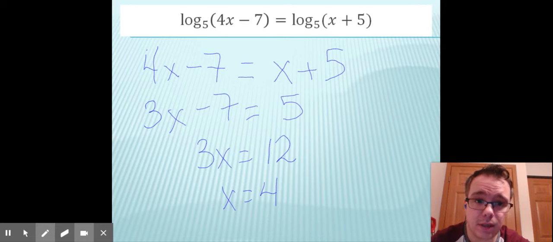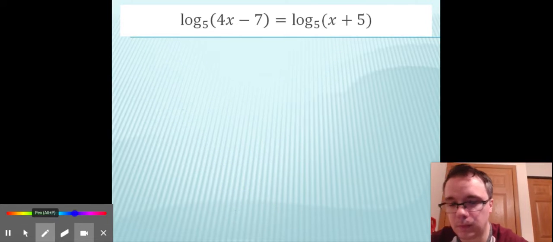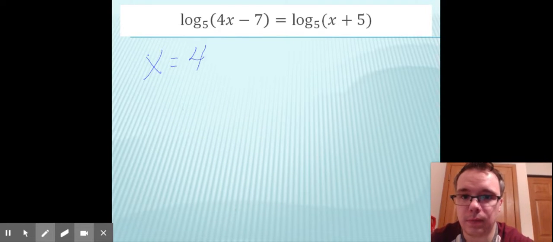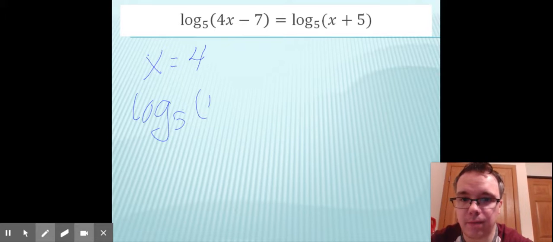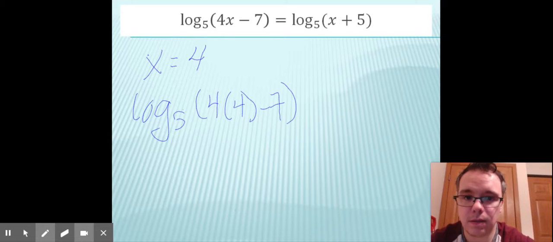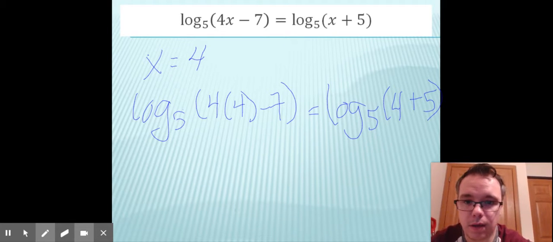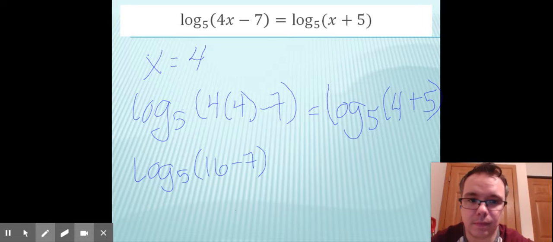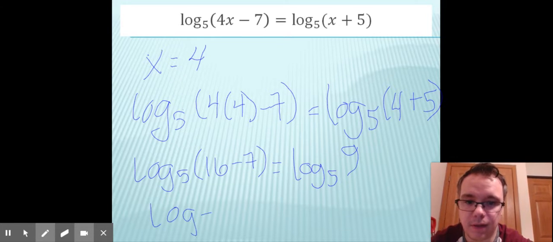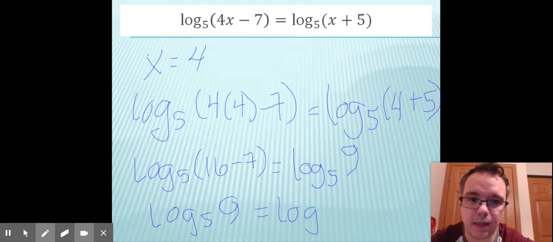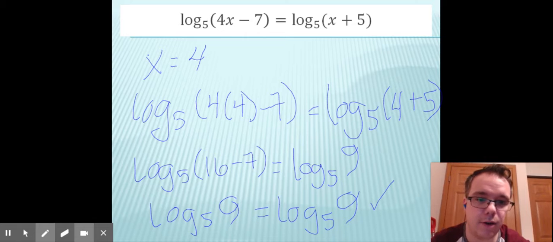Right? So then all you have to do is check for your extraneous solution. So I will do that here in a second. All right, we got the answer x equals 4. So I'm going to take log base 5 and plug that 4 back in. So log base 5 of 4 times 4 minus 7. And make sure that it actually equals log base 5 of 4 plus 5. So we're going to get log base 5 of 4 times 4 is 16. And 4 plus 5 is 9. So we're going to get log base 5 of 9 equals log base 5 of 9. So we are good. We got no negative numbers, so there are no extraneous solutions. All right.